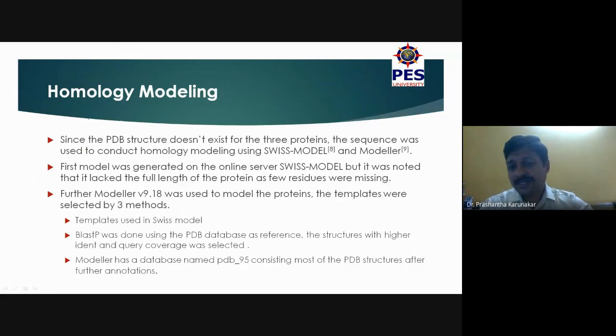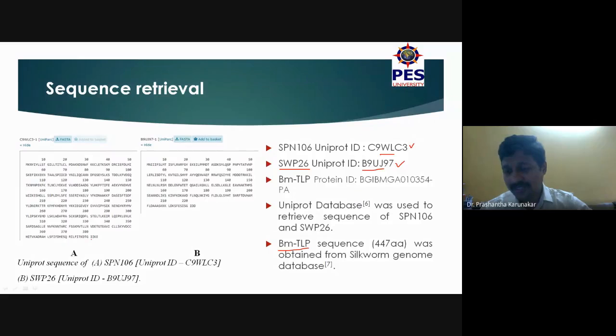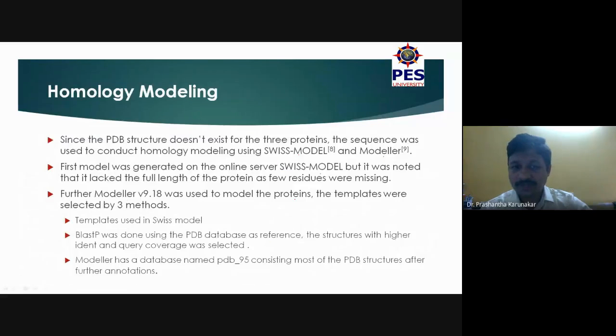Now, how did we construct the model, homology modeling? Since the PDB structure is not there, we used Swiss model and Modeller. Both we used. The first model was generated using the online server Swiss model, but it lacked the full length. It did not cover the entire sequence that we wanted. That means we wanted a protein structure having 384 amino acids or 223 amino acids or 447 amino acids. But from the Swiss model, we did not get that. We got a partial structure.